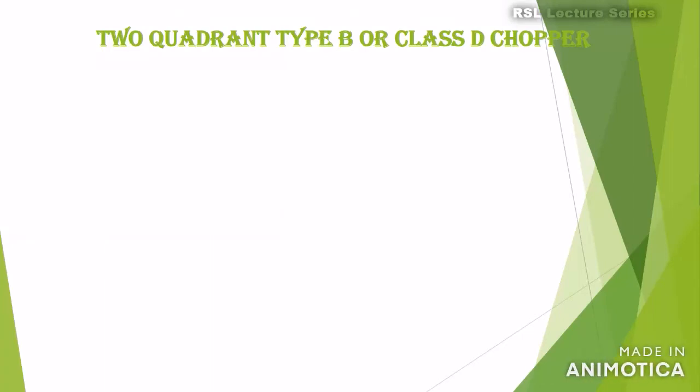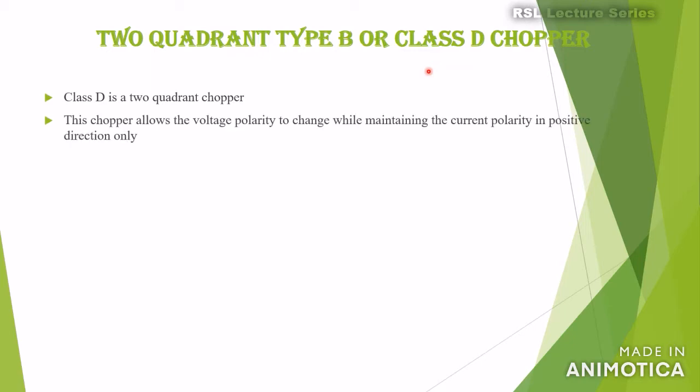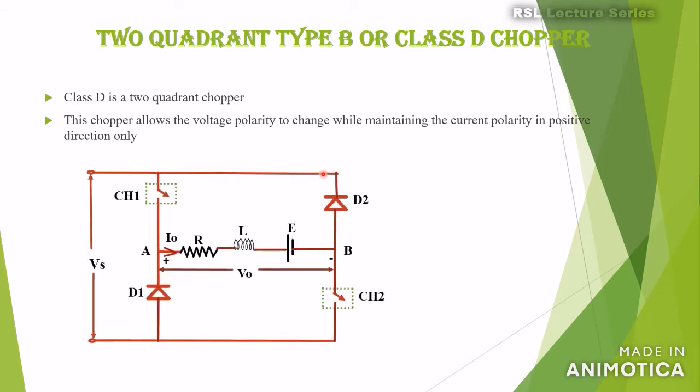So in this lecture we'll discuss the two quadrant type B or class D chopper. So this is a two quadrant chopper. Here the voltage polarity can be both positive and negative, whereas the current polarity remains in the positive direction only. This is a schematic diagram for the class D or type D chopper.